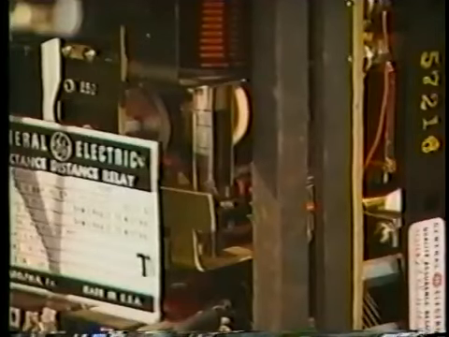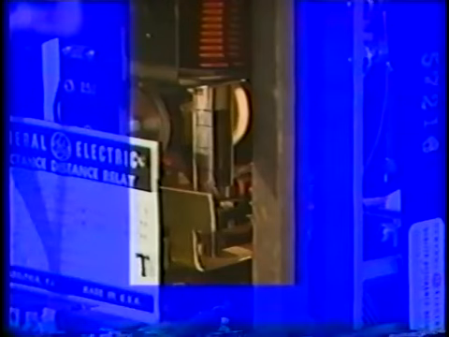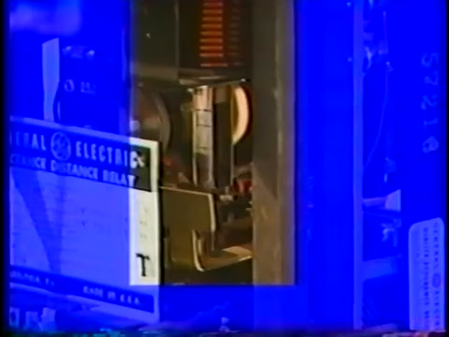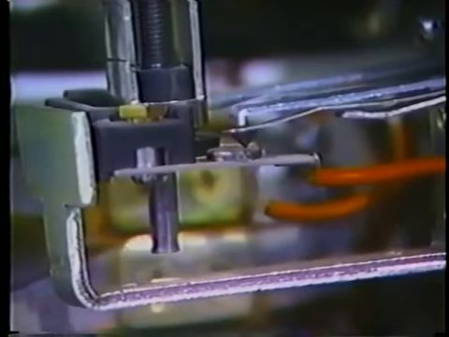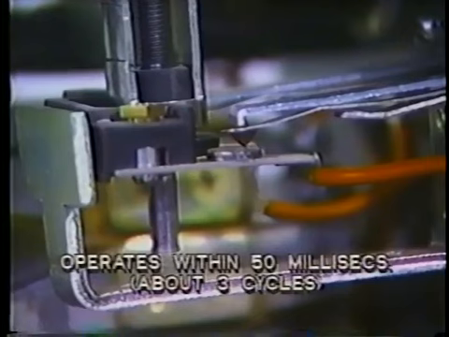Here's another type of instantaneous overcurrent relay, the plunger type. In this case, the electromagnet pulls the plunger up against the force of gravity. Again, the pickup level can be preset by adjusting taps and also by adjusting the position of the core. When current exceeds the pickup level, the instantaneous relay will operate within about 50 milliseconds, that's about 3 cycles, and energize the tripping circuit to open its associated breakers.